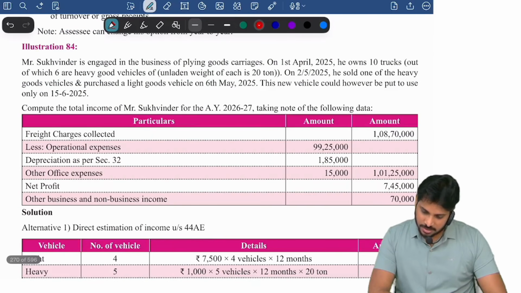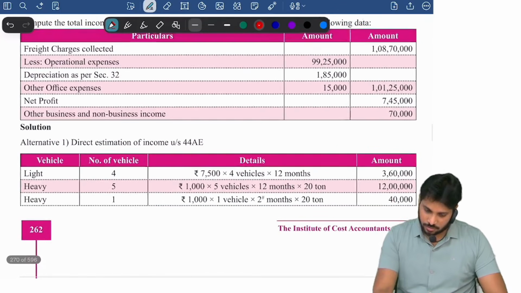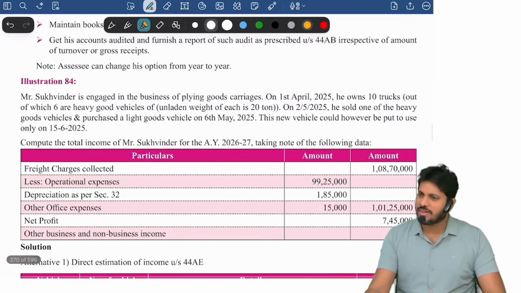I think a similar problem we solved in CA Inter already. You can easily solve this, okay? I'm not doing this. The similar exact problem is there, or else okay fine, I'll do it.